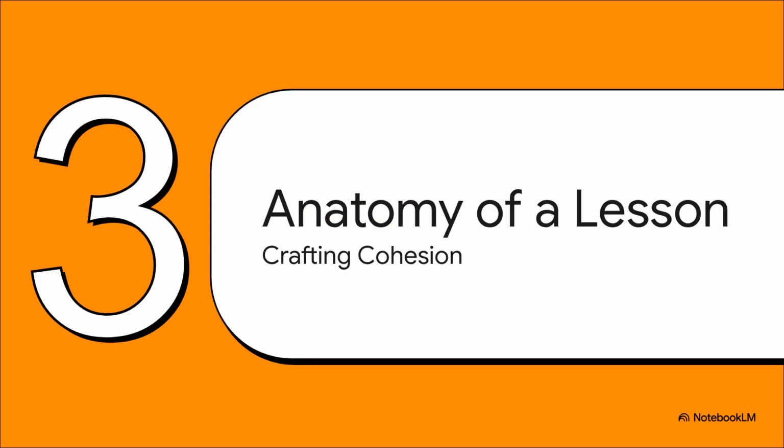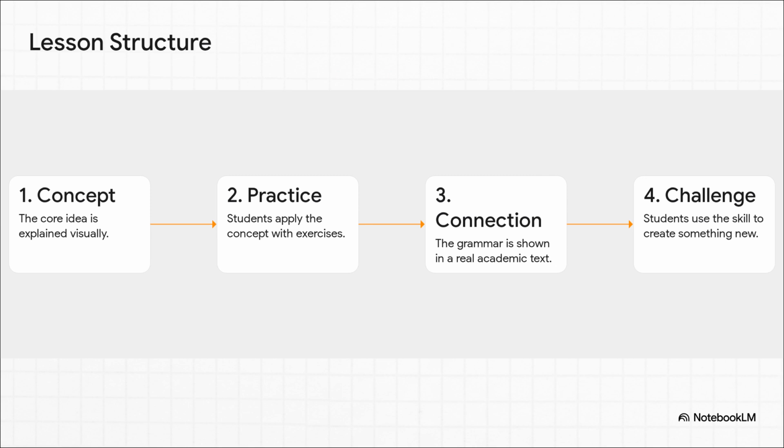To really see how this all works in practice, let's do a little deconstruction. We're going to pull apart one of the video lessons. This one's on complex sentences. It's called Crafting Cohesion, and it'll show us the teaching method in action. You'll notice every lesson is built on this simple but really effective four-part structure. You start with the main idea, you immediately practice it, you see how it's used in the real world, and then you get a final challenge to really make that skill your own. It's a clear and powerful learning journey.